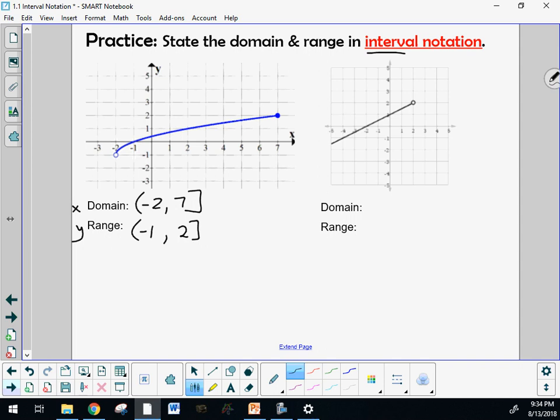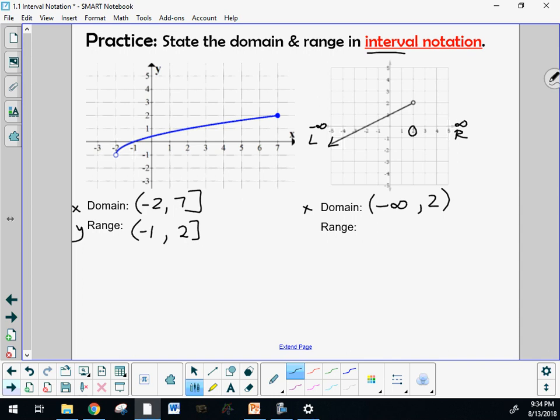Okay, on this one, it doesn't have an arrow, but we're going to assume that that's an arrow there. So for this function, we would say the domain is, and domain is x values left to right, we would say -∞ to 2. That 2 is not included. And I'm using this 2. I'm going from left to right.